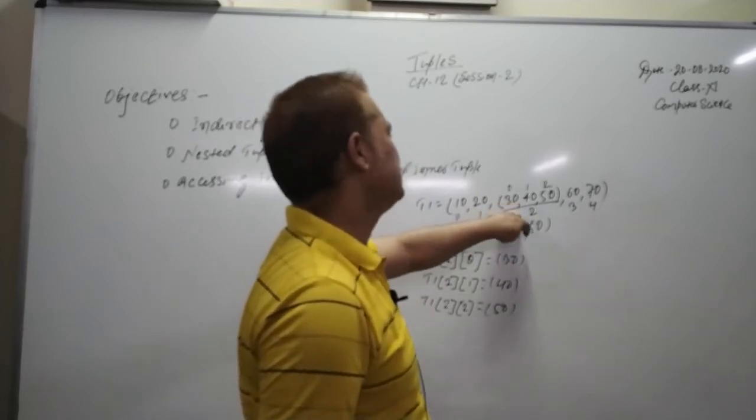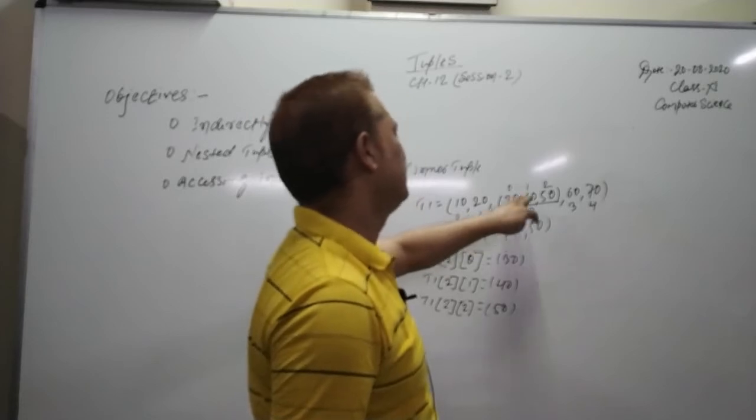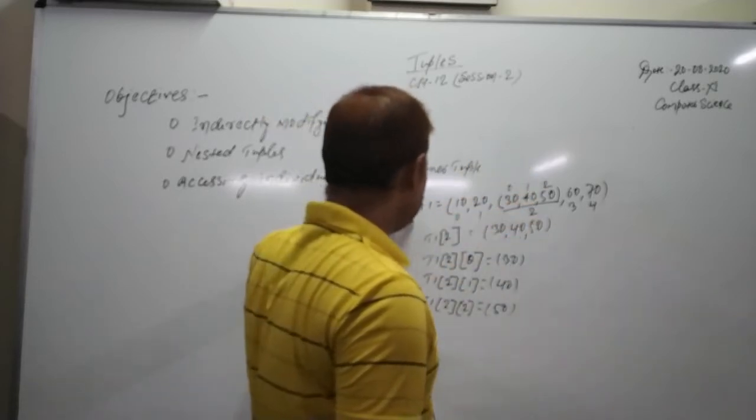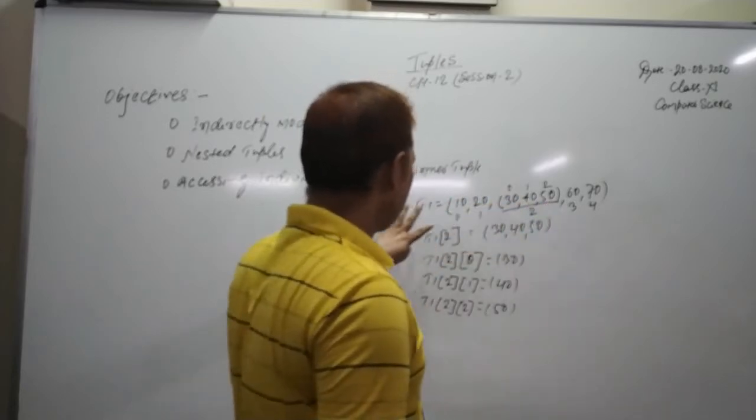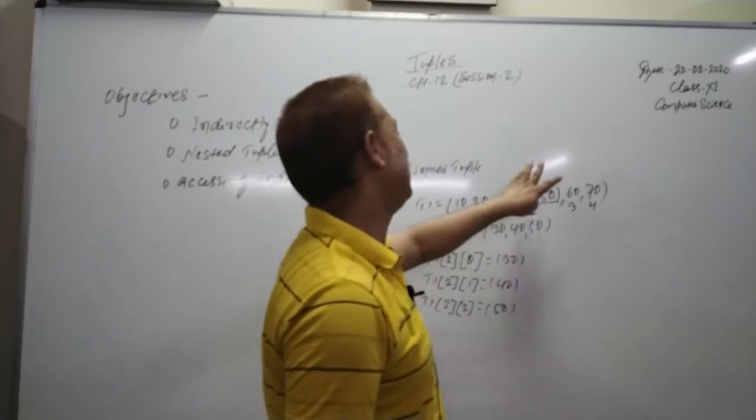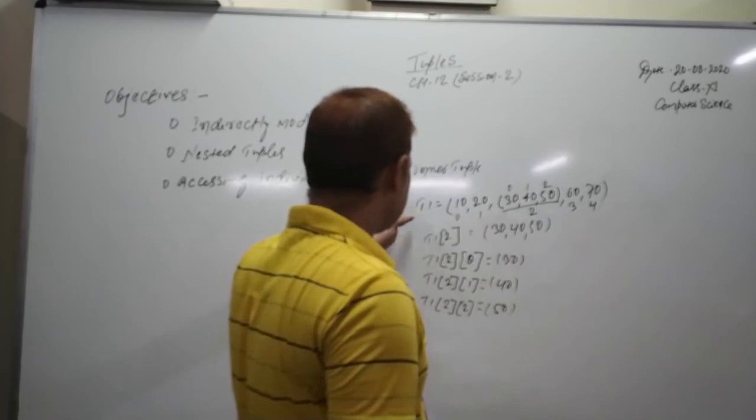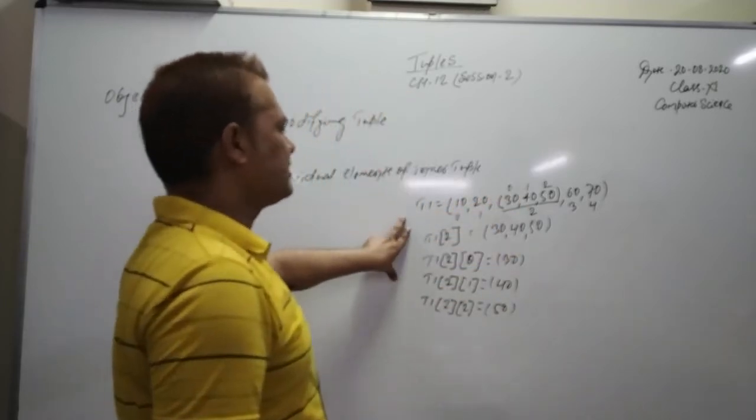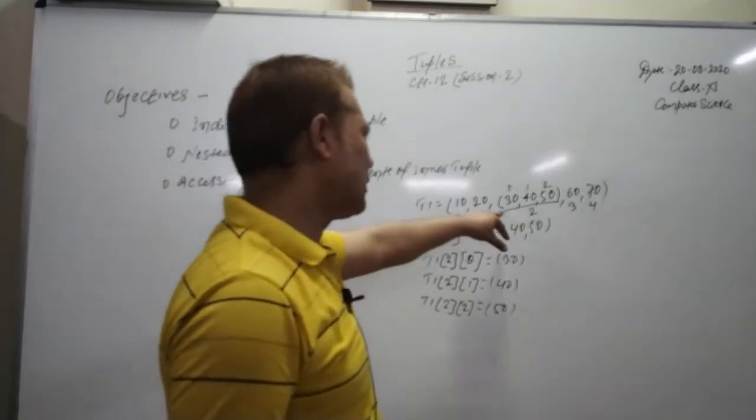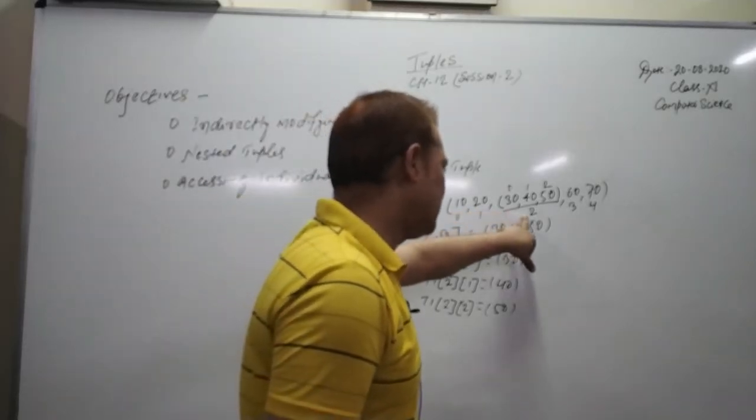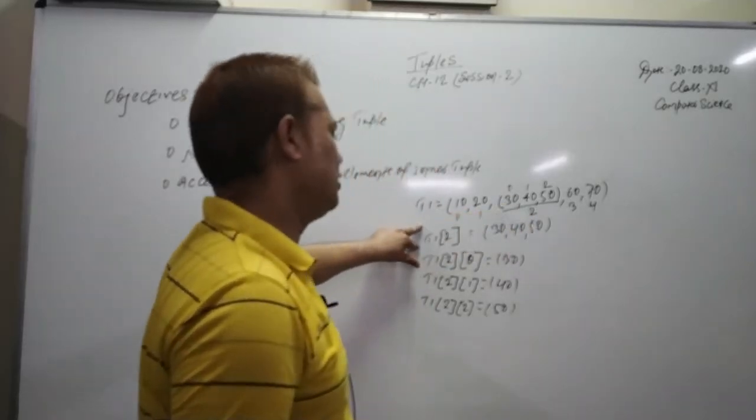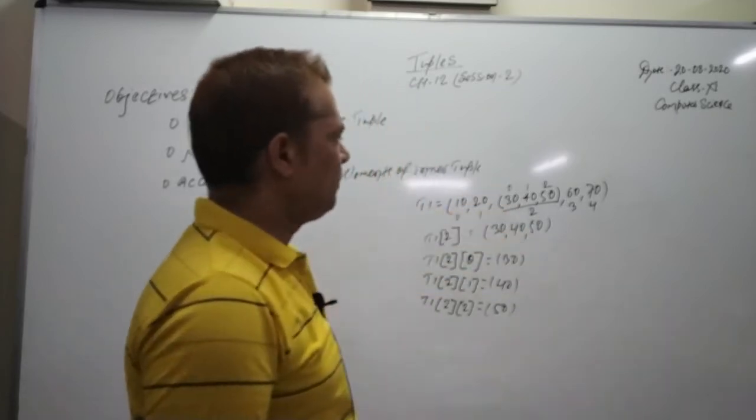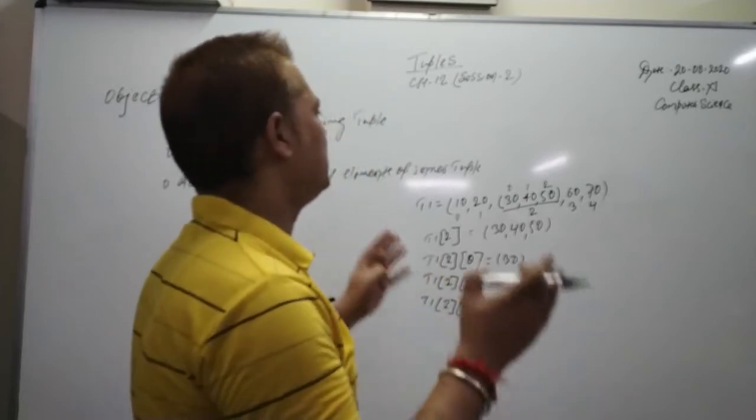Inner tuple means an element inside a tuple which is itself in the form of a tuple. Simply, if any element is itself a tuple inside a tuple, then it's called an inner tuple. To access an entire element of a tuple directly, you just mention the index. T1 of 2 will give you the entire 30, 40, 50 as the third element of the tuple.